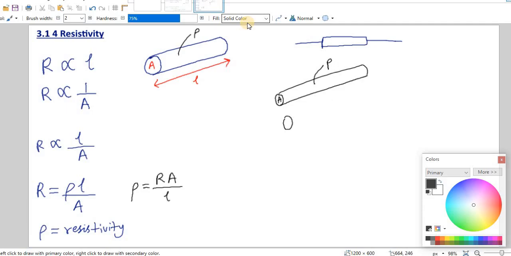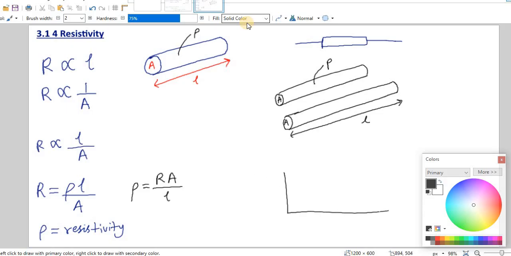So but we will use different lengths of the wire. So maybe this is a longer one. So we are not just using two, we are using several. You can see there were several lengths that were used in the example that was shown. Okay, so here we know the length. Okay, then what we will do is we will plot a graph of R versus L.